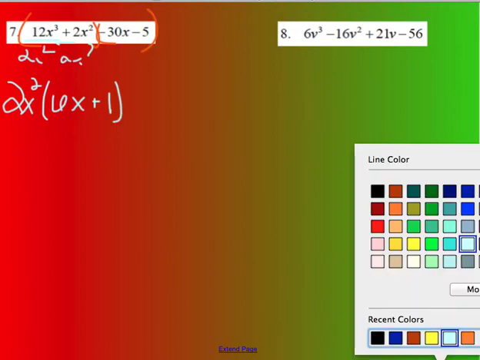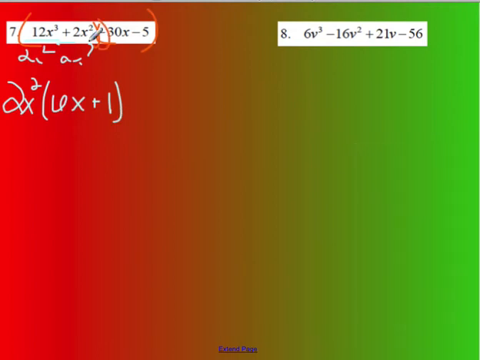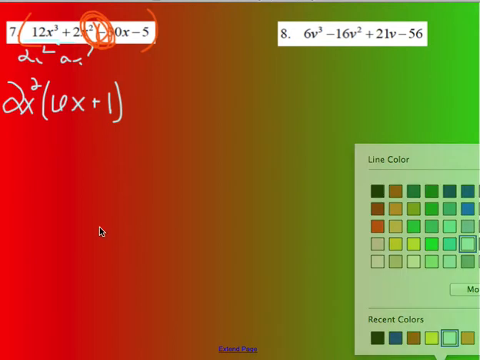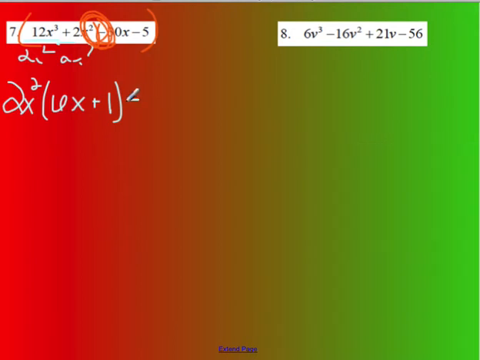So here is another trick with grouping. What you'll notice is that there is a negative sign between the two groups. If there is a negative sign between the two groups, you need to take out a negative greatest common factor. Well, what divides 30 and 5? That's going to be 5. But because it's negative in the middle, I'm dividing each term by a negative 5.